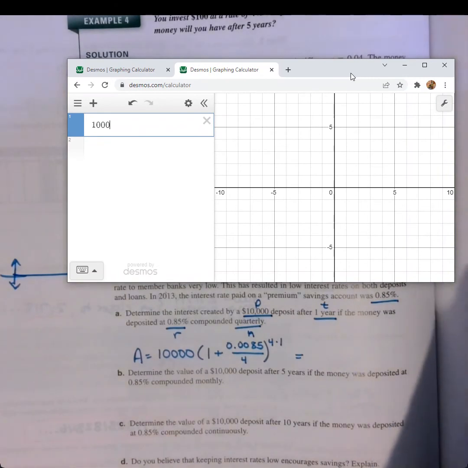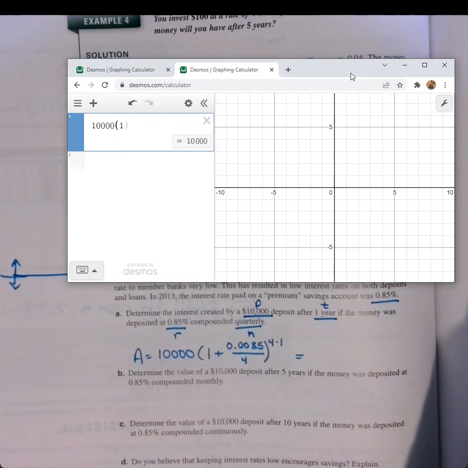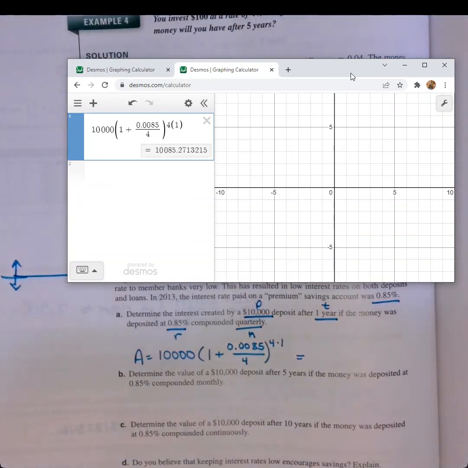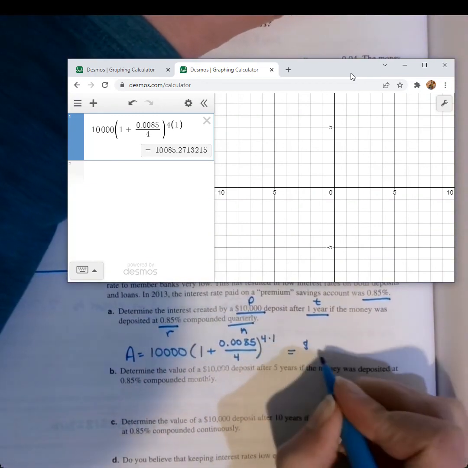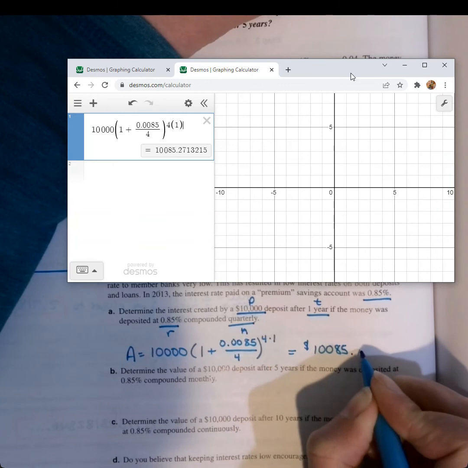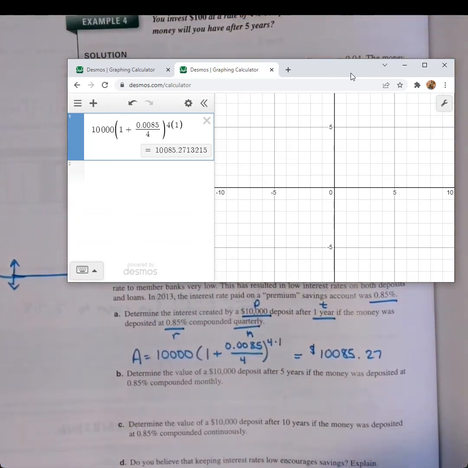So I can type it in as 10,000 times 1 plus 0.0085 over 4 to the power 4. I can't put the times up here. Notice if I put times, it pops it down, but I could do a parentheses instead of the times symbol. So I'll do that, 4 times 1. All right. So this gives me, let's see, $10,085.27. That does not actually answer the question.